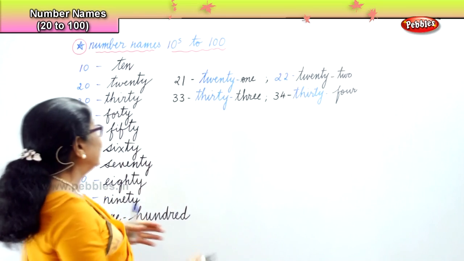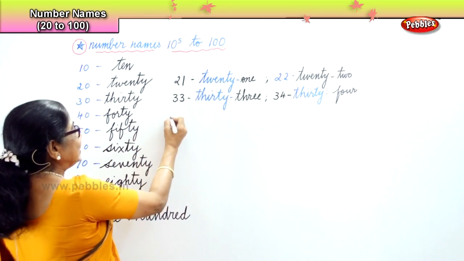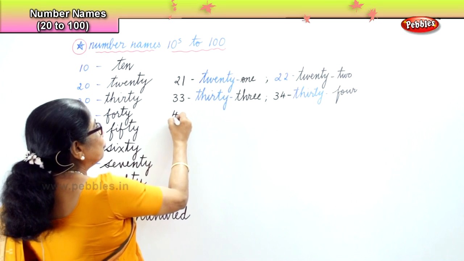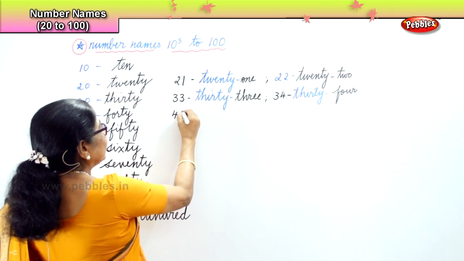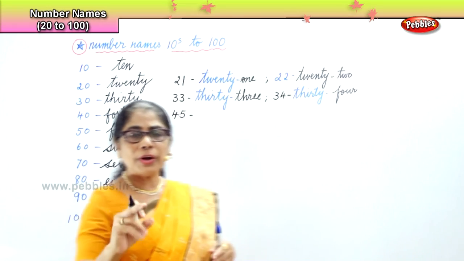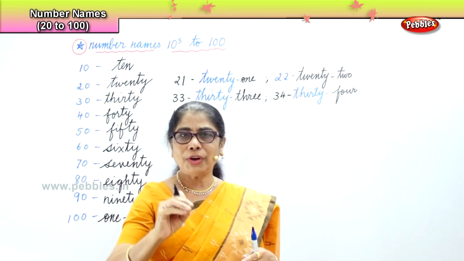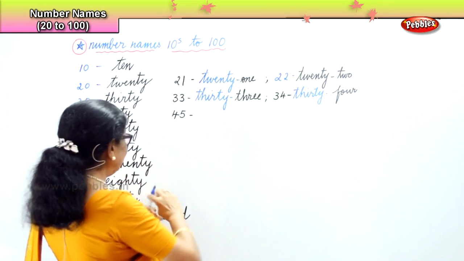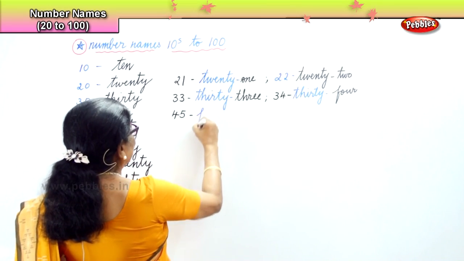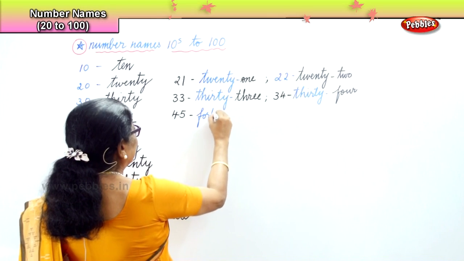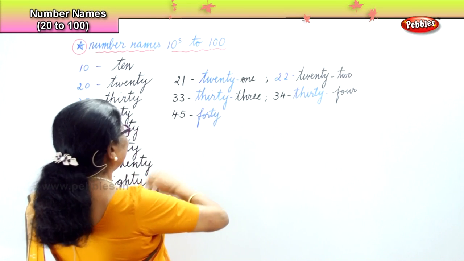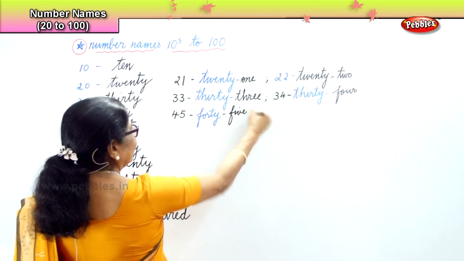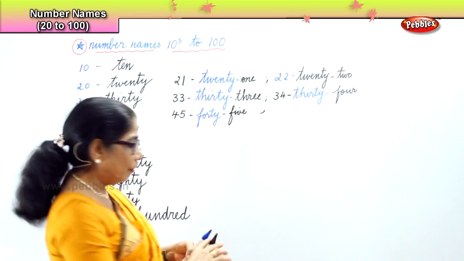Now you come to 40. Let's see how you will write the number's name for 45. 41, how will you write? 40 hyphen 1. 40 hyphen 2, 42. 43. Now 45, how will you write? F-O-R-T-Y, 40, hyphen and 5. 45. Okay? Now I say 46.